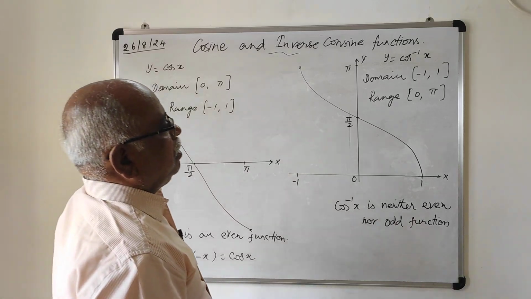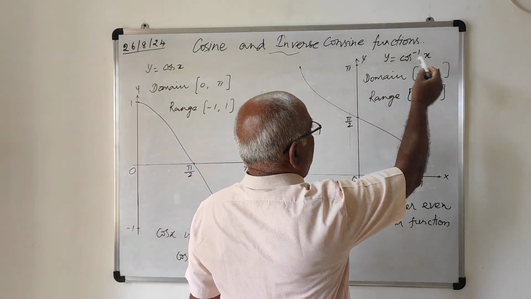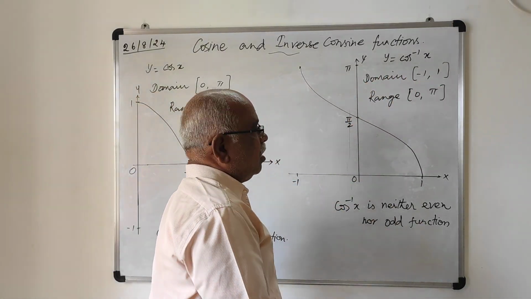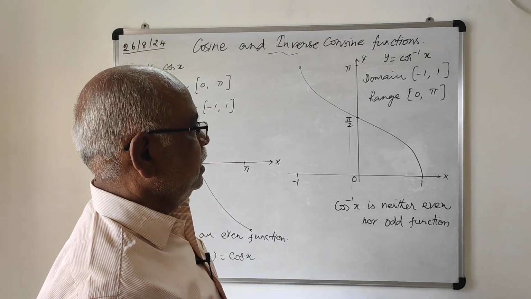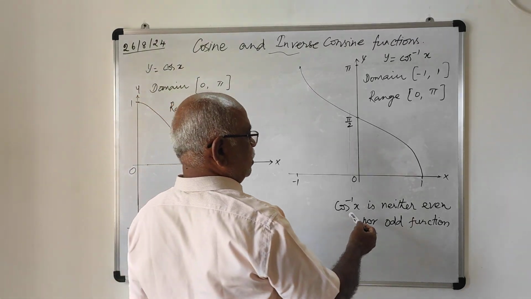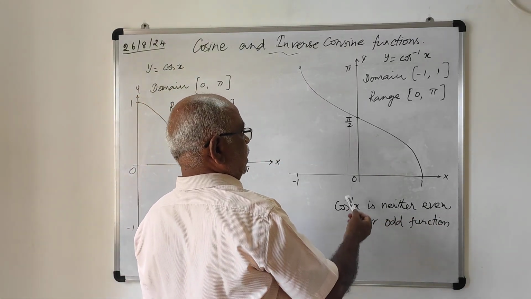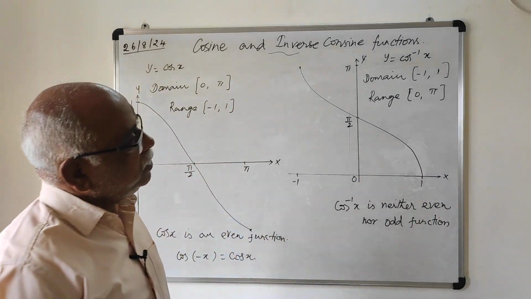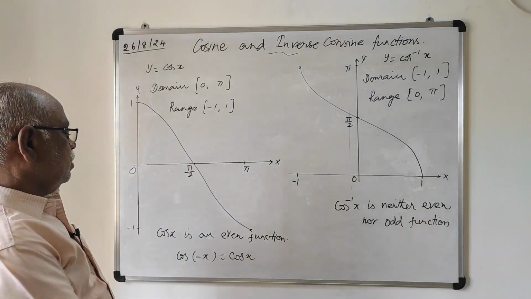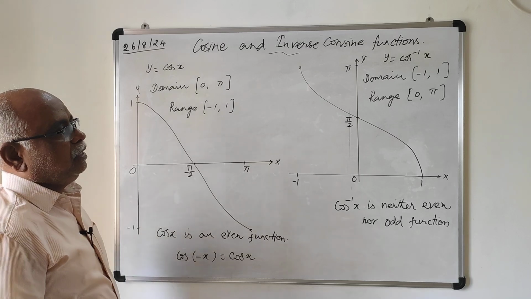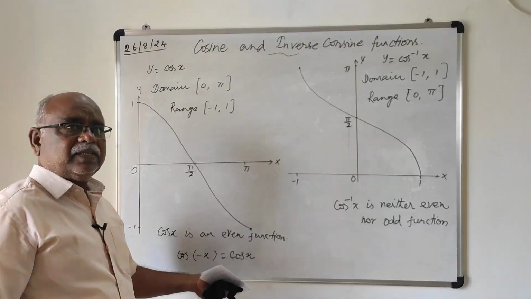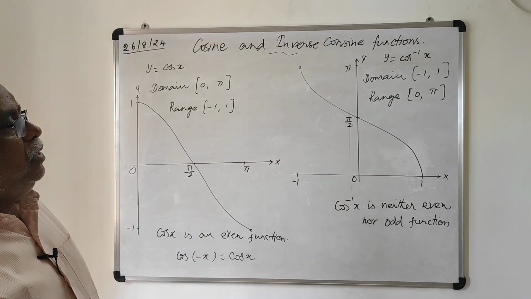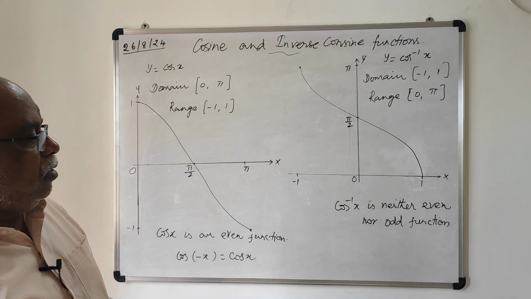But the inverse cosine function is neither even nor odd. The cosine inverse function is not even and not odd. But the cos function is an even function, which you have seen already in your 11th standard. Now, using this idea, we are going to solve the problems.